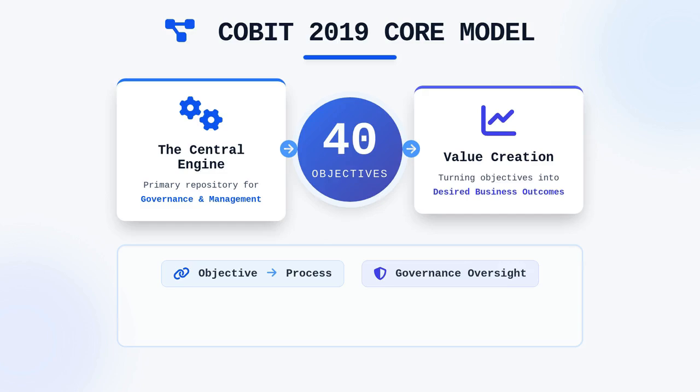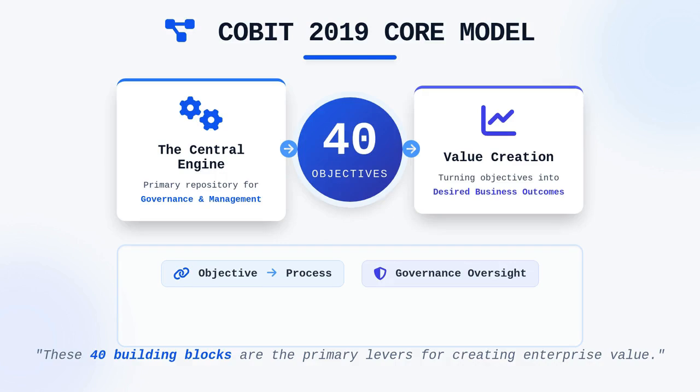Understanding this one-to-one mapping between objectives and processes is foundational for any candidate preparing for the examination, as it prevents the confusion often caused by thinking of these as separate conceptual entities. By internalizing that these 40 building blocks are the primary levers for creating value, you simplify the complexity of the framework into a manageable set of operational goals.